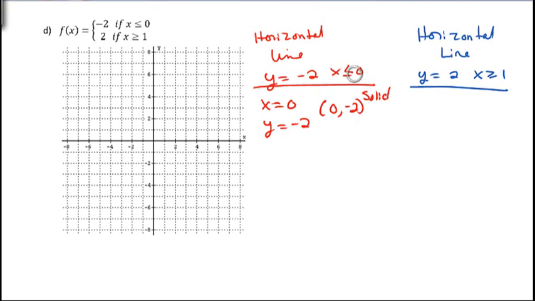And then we need to pick some other value of x that's less than 0, so I'll pick x equals negative 2. And this is, again, a horizontal line, so y is always negative 2. So we have the point negative 2, negative 2. So we have 0, negative 2, and that was solid. And we have negative 2, negative 2, also solid. And it's just a horizontal line.